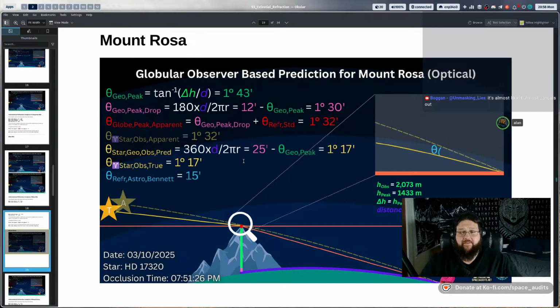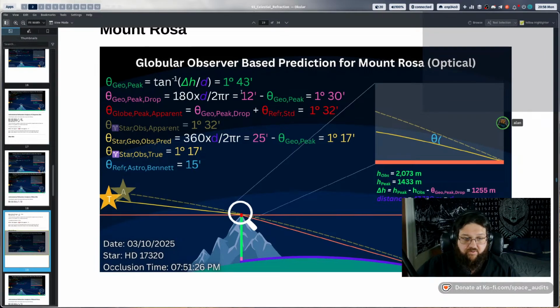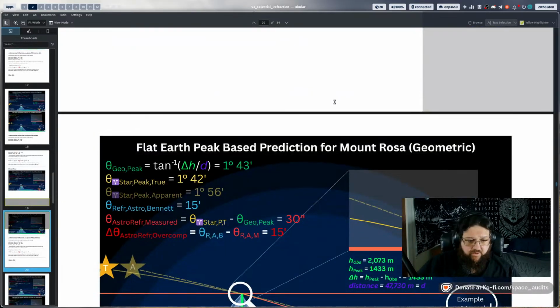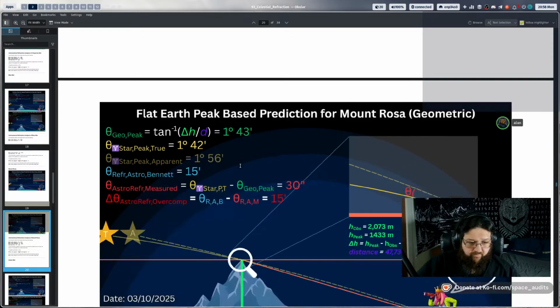Mount Rosa. Now this is an extremely significant one because we have the smallest difference in refraction to date. So here we rise over run to 1 degree 43 arc minutes. The globe predicts 1 degree 30 arc minutes. At the time of occlusion, the true position was 1 degree 42 arc minutes. And remember, we predicted 143.